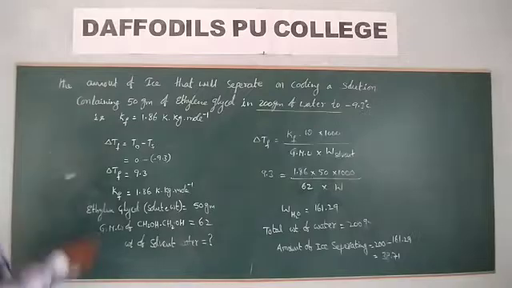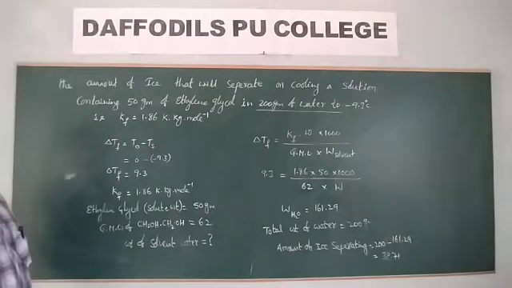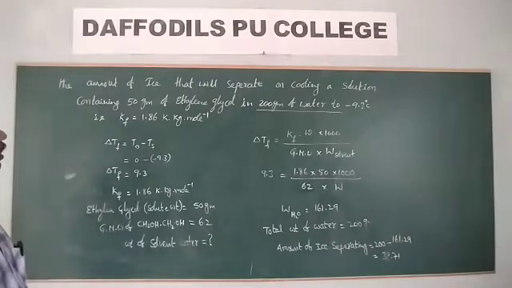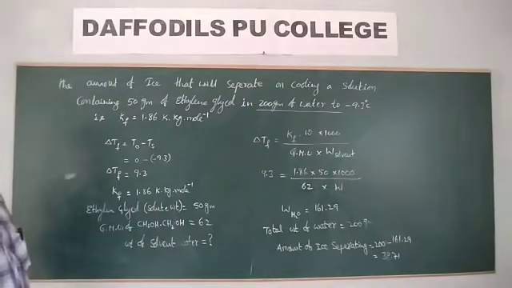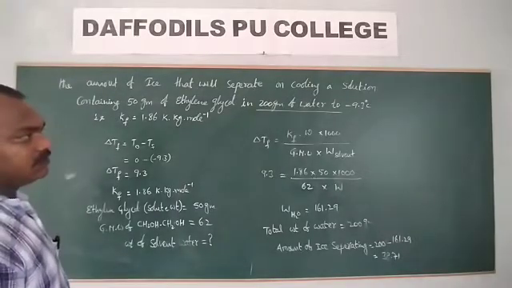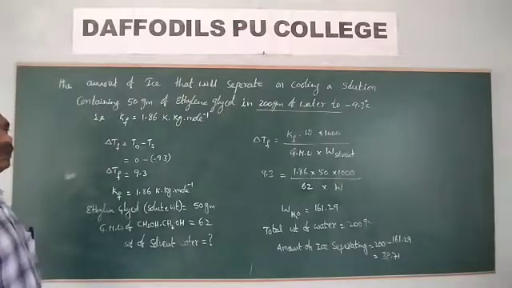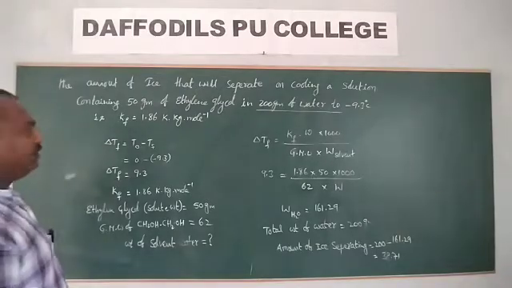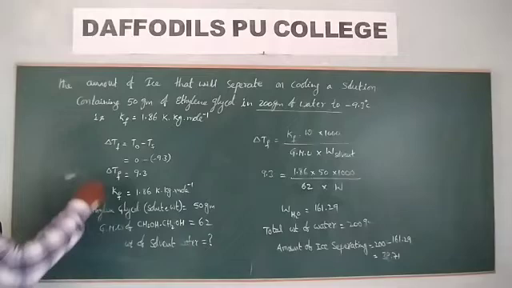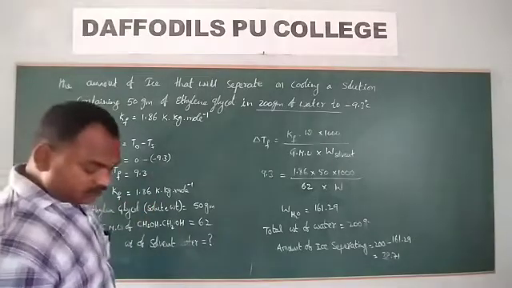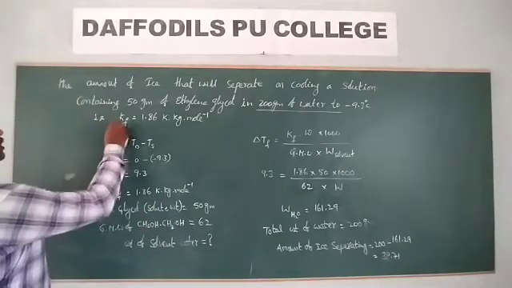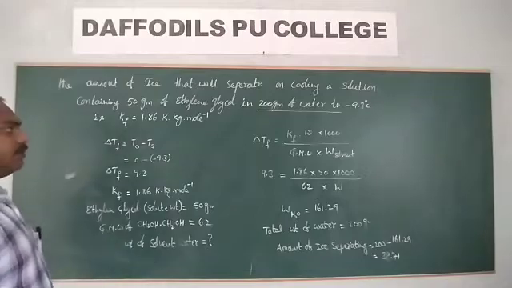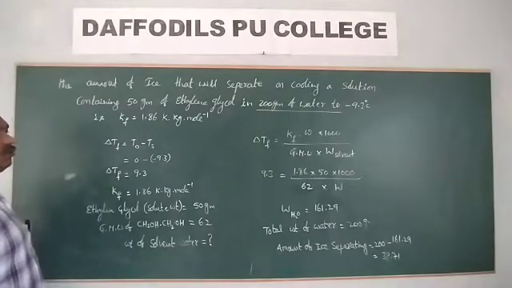Now look at this problem. The amount of ice that will separate on cooling a solution containing 50 grams of ethylene glycol in 200 grams of water to minus 9.3 degrees centigrade. So this is your question. And Kf of water is given as 1.86 Kelvin kg mole inverse.